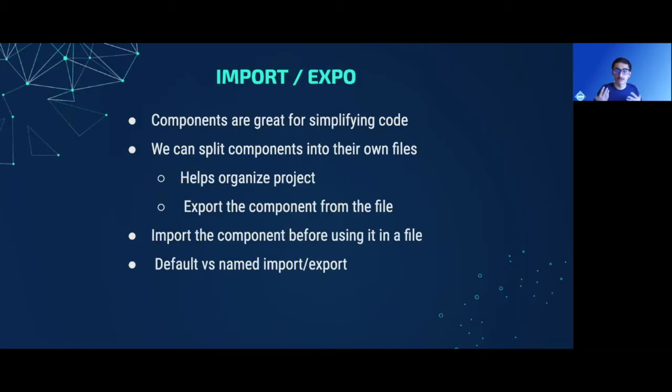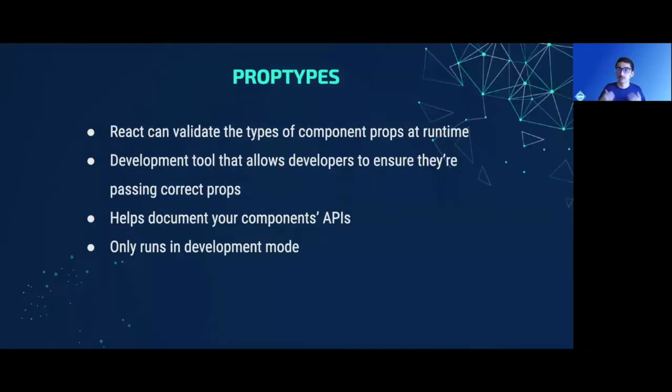When we import and export our components, they can start to get more and more complex as we pass down the props inside the application. So you might be asking, how do we keep track of all these props? There's this thing called prop types, which can help us with that. In React, it validates the given component props at runtime, which is great. It's a development tool that allows you as a developer to ensure that you're passing in the props that you think are actually being passed down, which is cool.